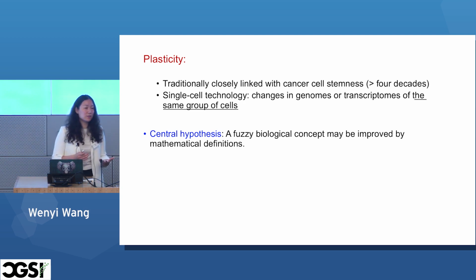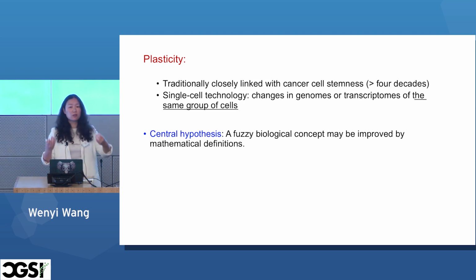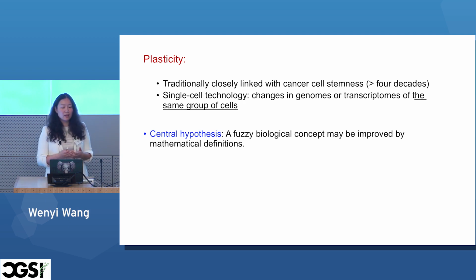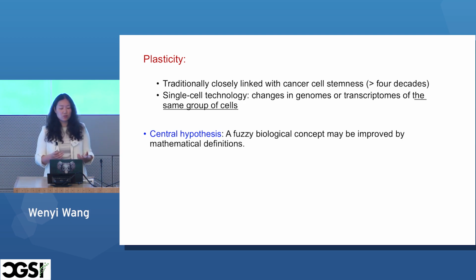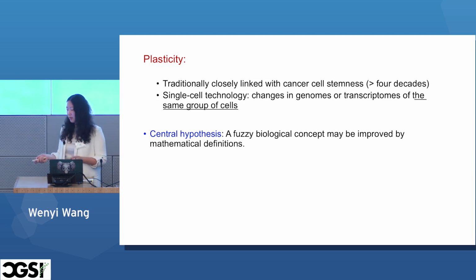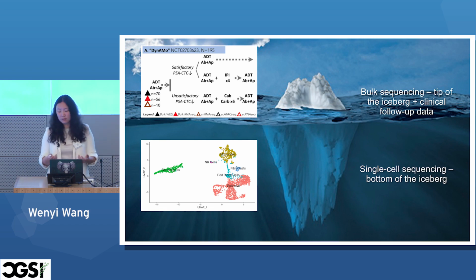The single-cell sequencing technology came in and allowed cancer researchers to see these variations at the cellular level, and realize that plasticity is no more than just changes in genomes and transcriptomes presented by the same group of cells. So our central hypothesis of this talk is that a fuzzy and evolving biological concept may be improved by mathematical definitions.